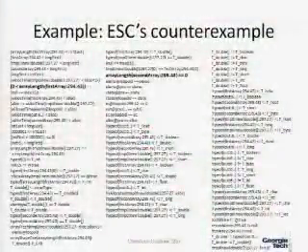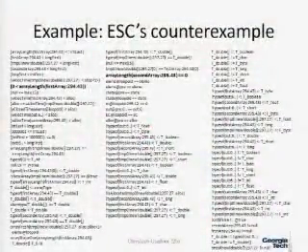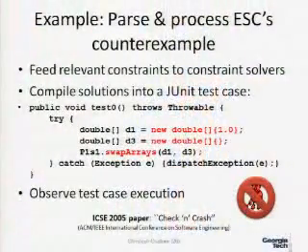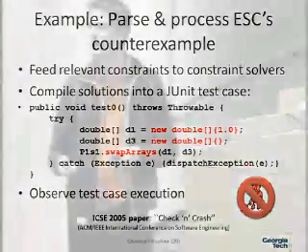And by the way, why there are so many constraints is because ESC Java encodes much of the semantics of Java, like the different types and lots of other stuff. So many of those are not really interesting for you to look at. So anyway, we solve these constraints and generate a JUnit test case, which is like a standard Java test case framework.